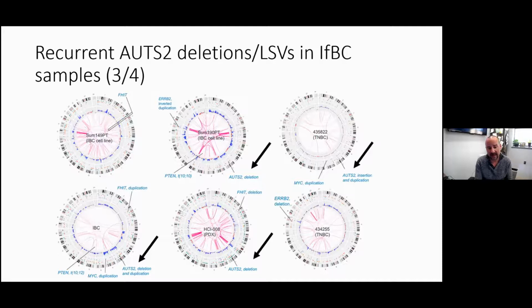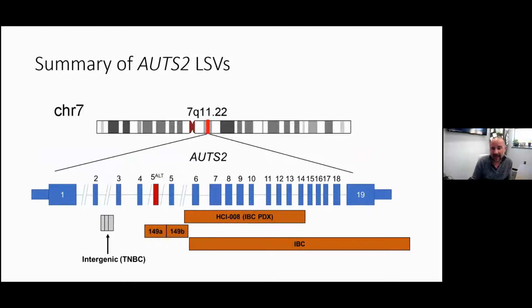And you'll notice that they occurred in one of 2 different IBC cell lines. They occurred in the clinical IBC sample and in the patient-derived xenograft from an inflammatory breast cancer patient as well. We also did identify one ODS2 insertion and duplication in one of our control non-inflammatory triple-negative breast cancers. Now, if we take a little bit closer look at these ODS2 large structural variations we identified, you'll notice that we've outlined where the introns and exons of ODS2 are here in chromosome 7.